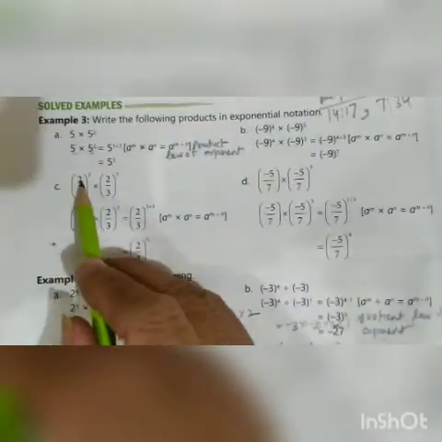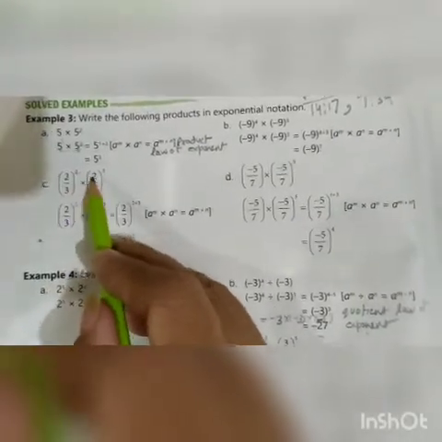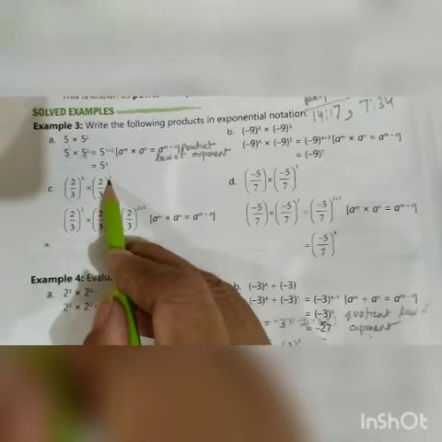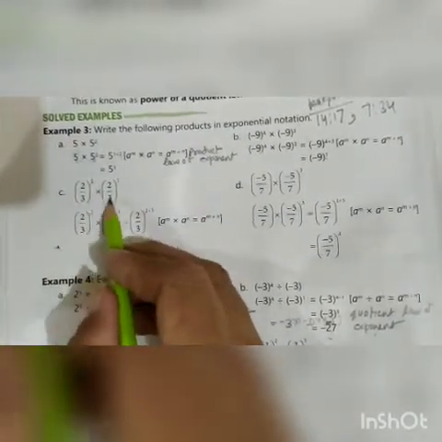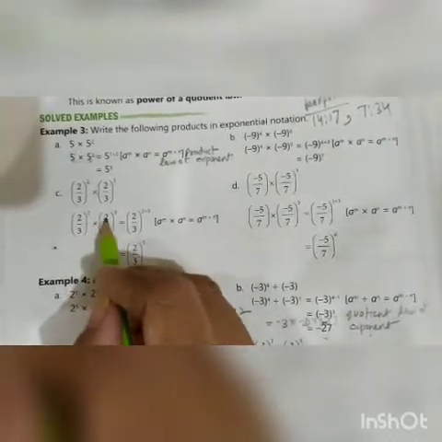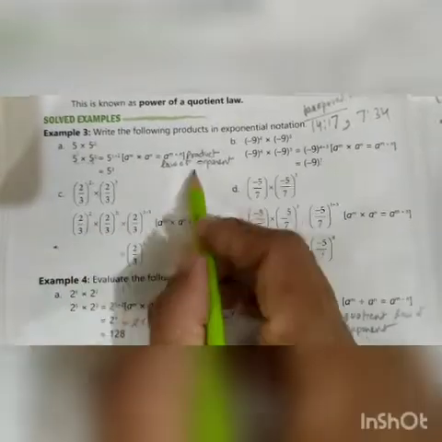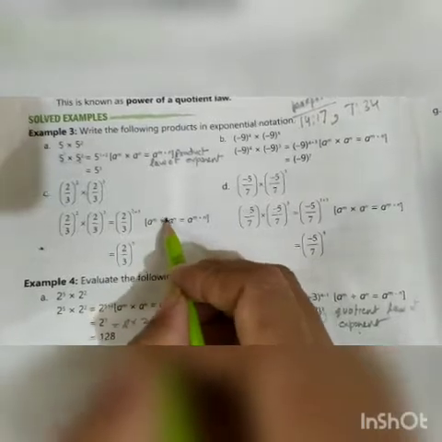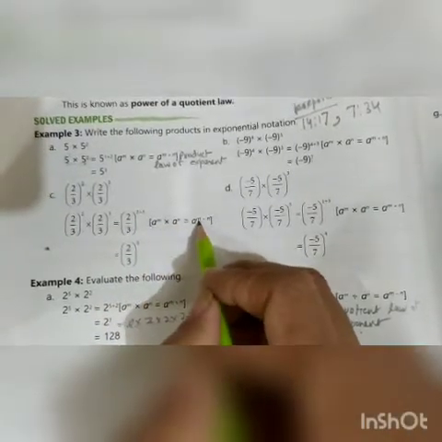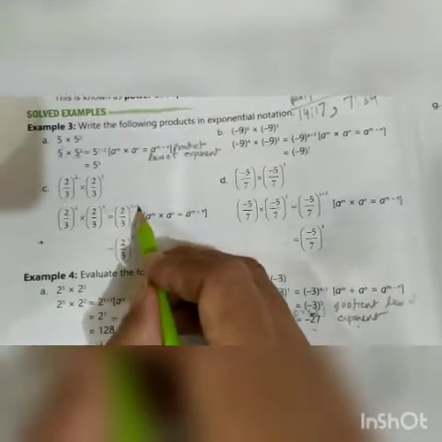C part. 2 upon 3 whole power 2, or we can say 2 upon 3 square into 2 upon 3 whole cube. Again both the bases are same, 2 upon 3, 2 upon 3. What will we do? We will add these 2 powers. Again the same law, the first one, product law of exponent. A power m into a power n is equal to a power m plus n. So it is 2 upon 3 whole power 2 plus 3, 2 upon 3 whole power 5.